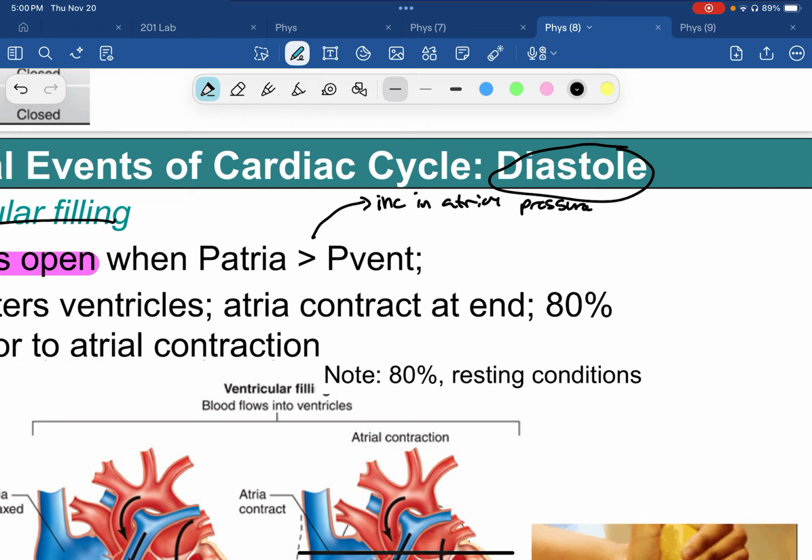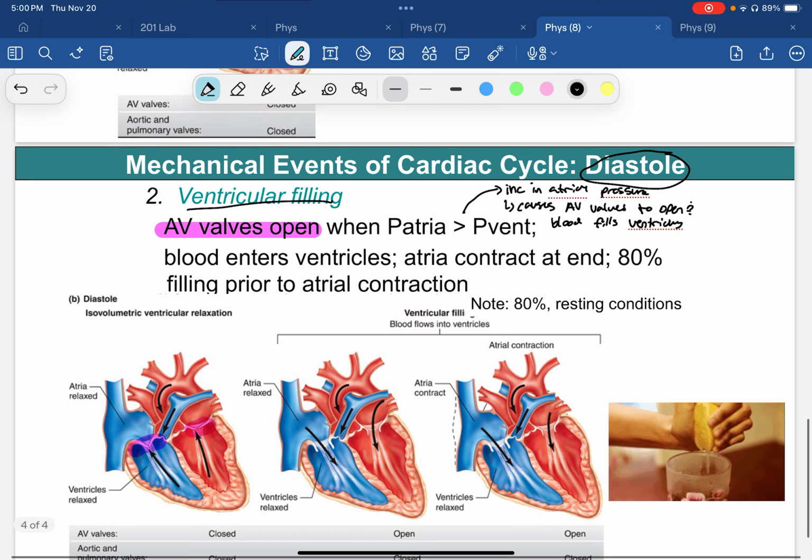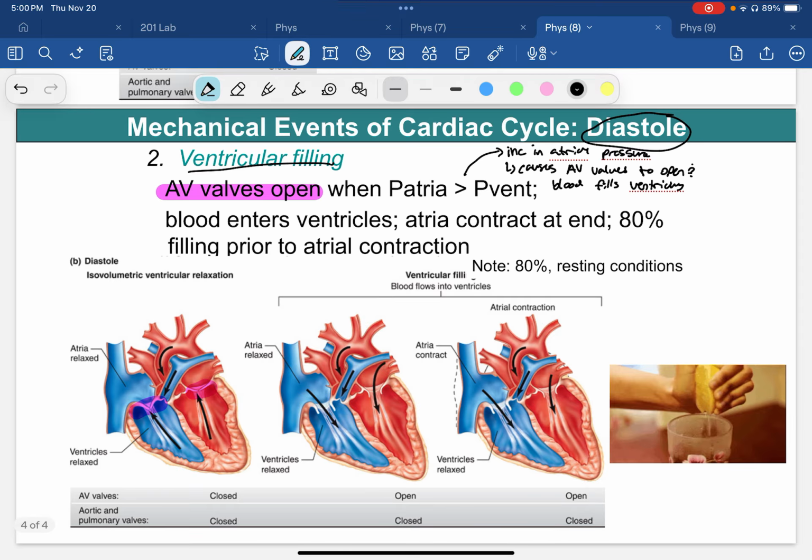and because of that, it causes the AV valves to open and blood fills the ventricles. Our ventricles relax, and that allows our blood to fill in. With that relaxation, blood fills in, our atria contract, and then it's just going to start all over again.